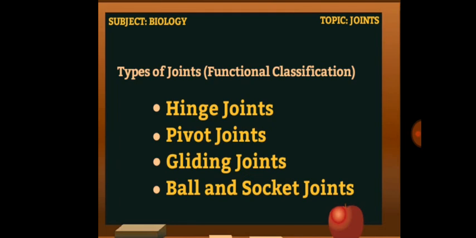Based on the function and the movement permitted by the joint, skeletal joints can be classified as follows. The hinge joint. In this type of joint, the slightly rounded end of one bone fits into the slightly hollow end of the other bone. In this way, one bone moves while the other remains stationary, similar to the hinge of a door. An example is the elbow joint.